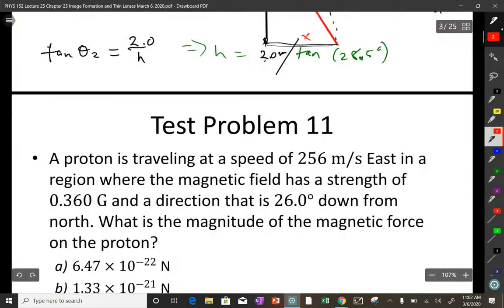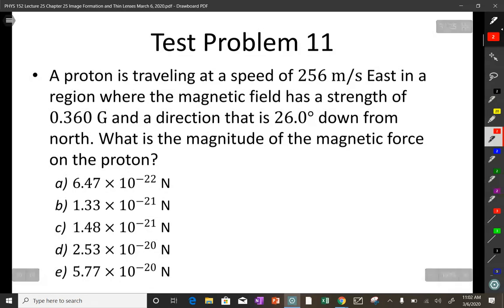That's just going over a homework problem that we did before class. Here is a test problem that is a very good test question, but is one that every single student missed. So a proton is traveling at a speed of 256 meters per second east in a region where the magnetic field has a strength of 0.360 Gauss and a direction that is 26 degrees down from north. What is the magnitude of the magnetic force on the proton?